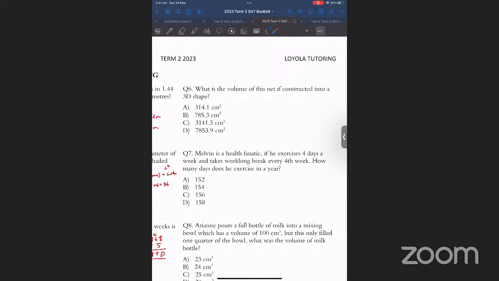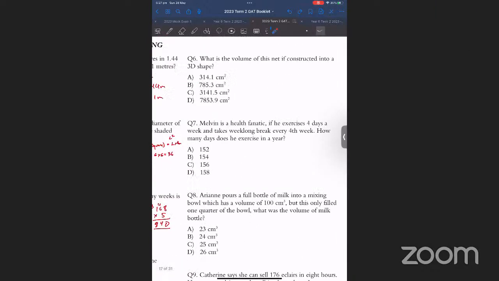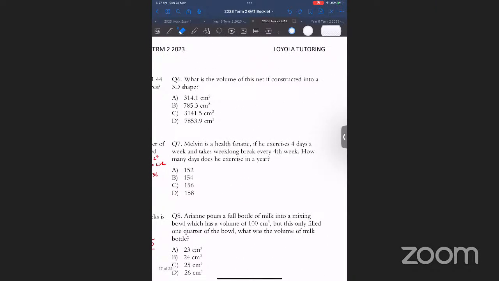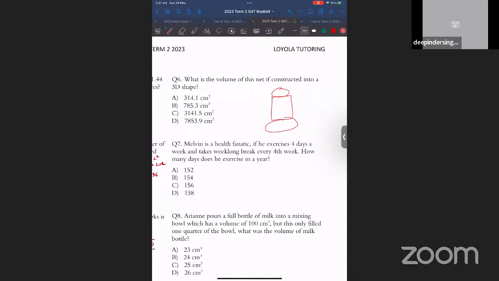All right. So what is the volume of this net if it's constructed into a 3D shape? Now, here's the question. What 3D shape will you have if you have a circle, a square, and another circle? Could you send it in the chat, not out loud. Guys, I said in the chat, come on. Yeah, we will have a cylinder. Good job.